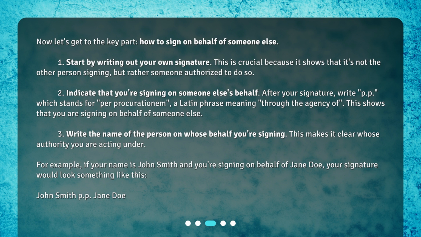3. Write the name of the person on whose behalf you're signing. This makes it clear whose authority you are acting under. For example, if your name is John Smith and you're signing on behalf of Jane Doe, your signature would look something like this: John Smith, p.p. Jane Doe.